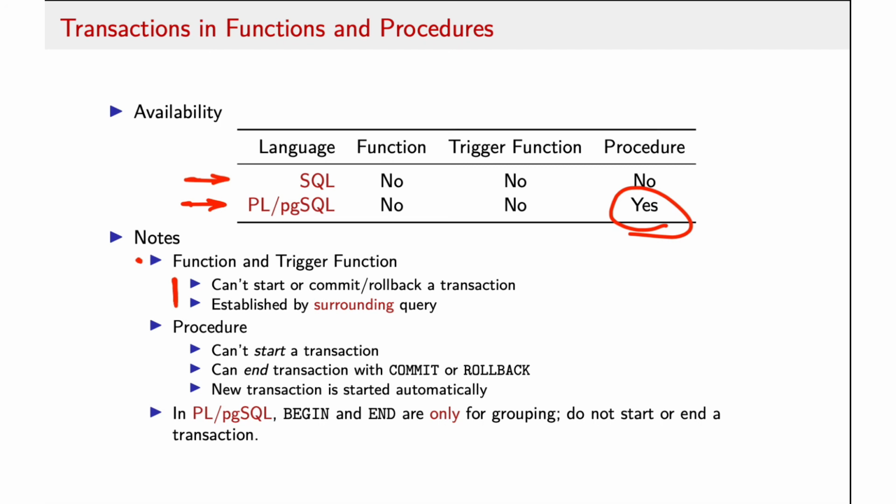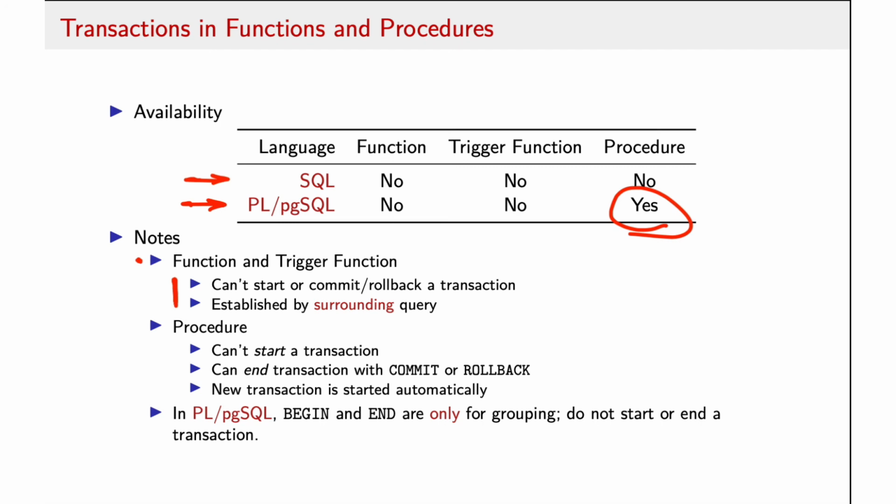function, if you think about just an ordinary function, you're invoking that inside the context of another statement, like inside of a select statement, for example. So starting a transaction in the middle of a select statement is really too fine-grained, too low level. So although the function itself can't start or commit a transaction, the larger context in which, say, the select statement in which that function was embedded could in fact start a transaction.